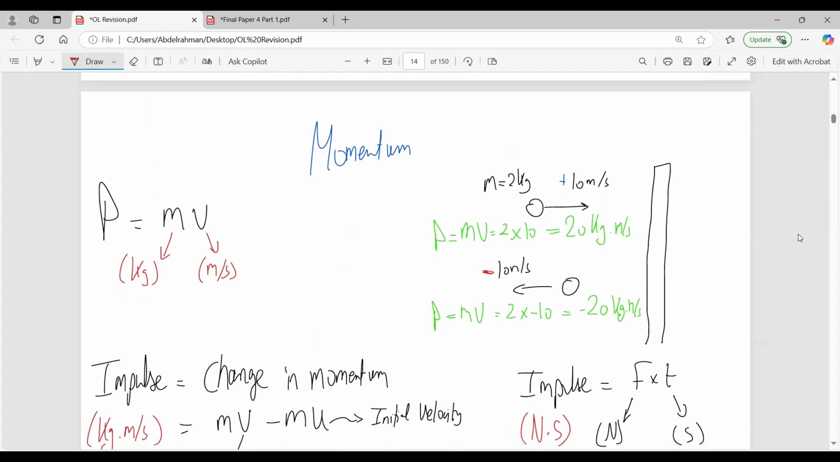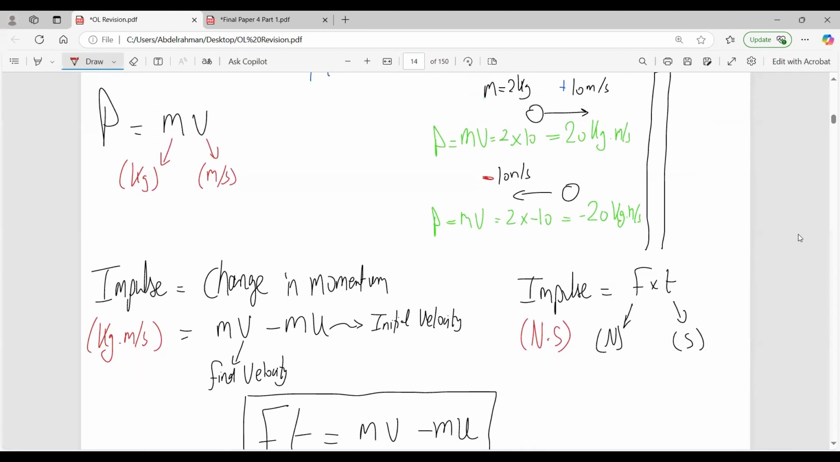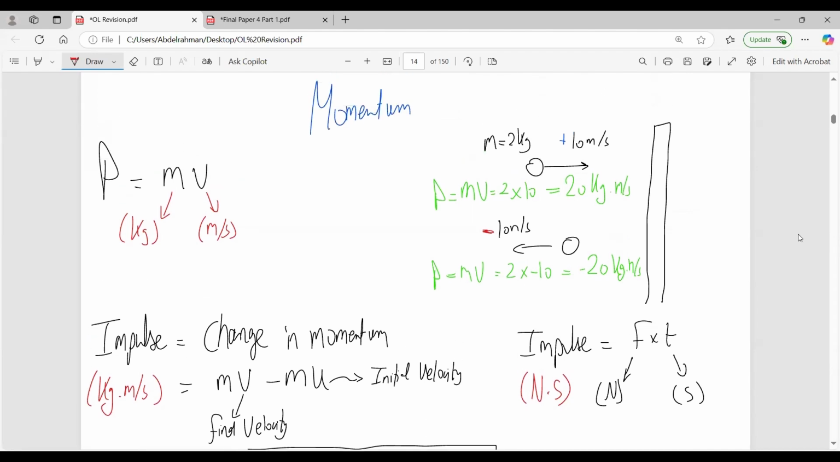It's a vector quantity, positive or negative. You must write down whether you have positive values or negative values. Why? Because the final answer indicates whether it's moving to the left or to the right, or whether the force on this object is to the left or to the right, or up or down. You can say that upwards is positive and downwards is negative, whatever, I don't care.